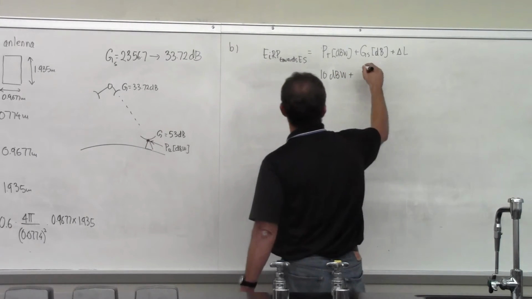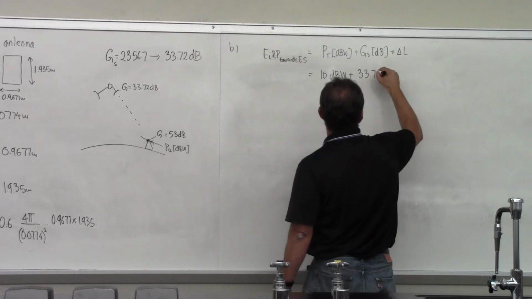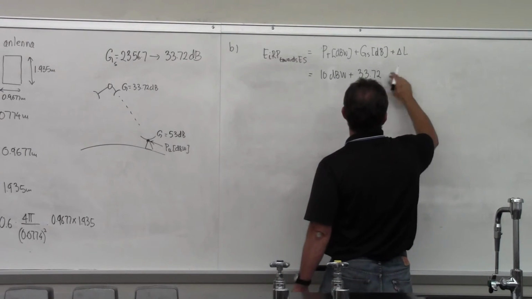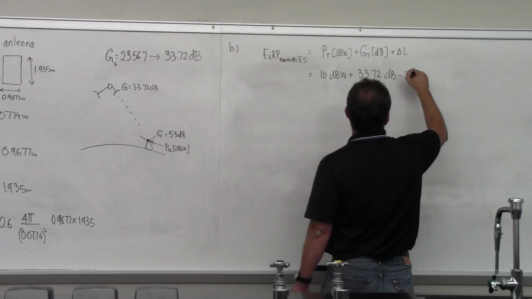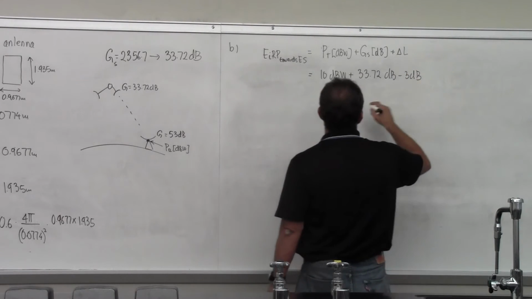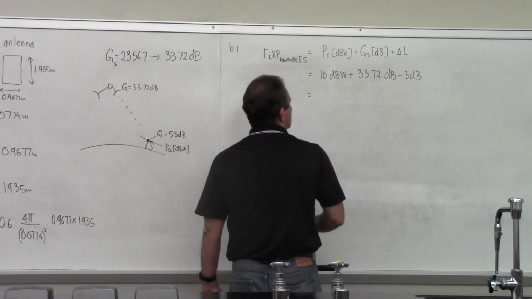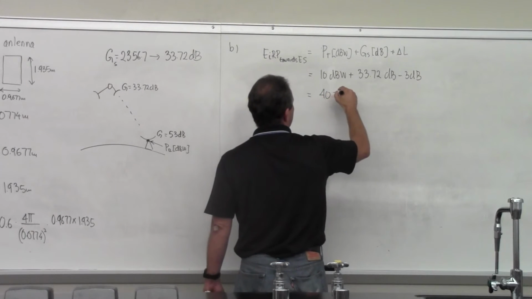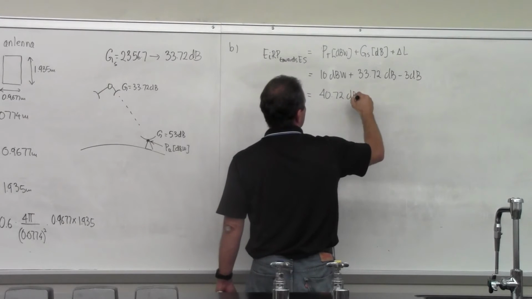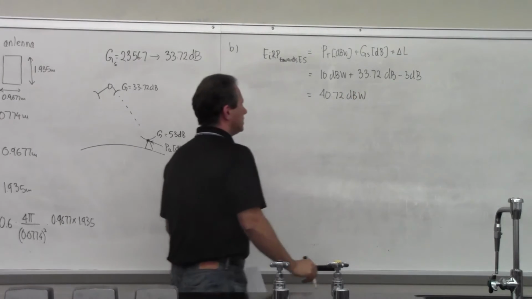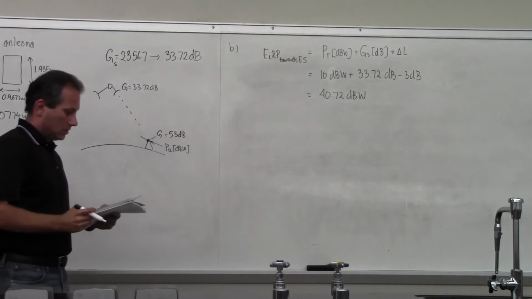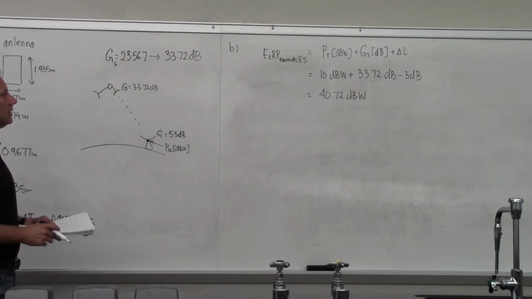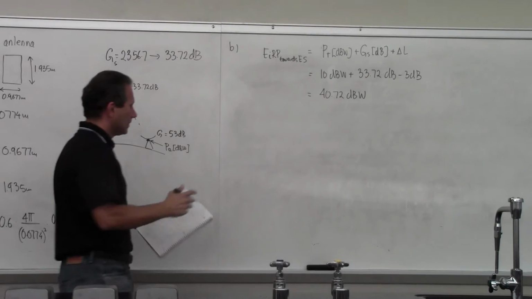Plus the gain of the satellite antenna, 33.72, minus 3 dB, and minus 3 dB for being off axis. So this is 40.72 dBW. That's the EIRP of the satellite towards the Earth station.